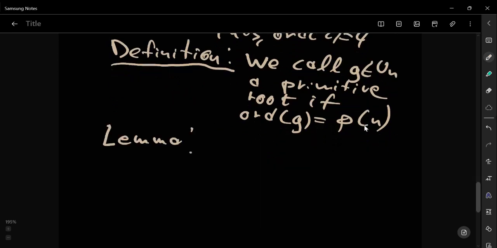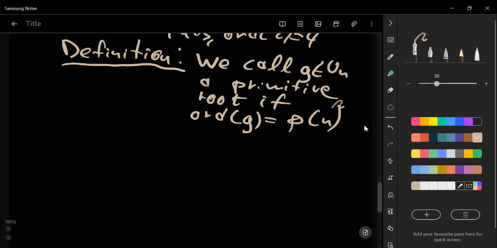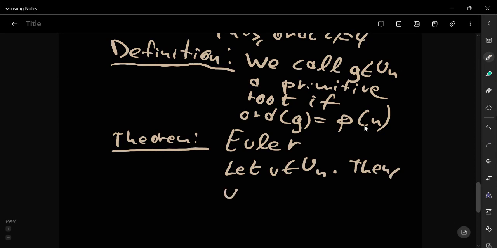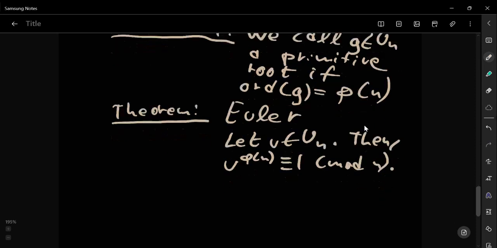So let's write down another lemma, or, well, let's call it a theorem because it's quite an important statement. This theorem is called Euler's theorem, I think. And it says that if u is an element of Un, then u to the power of phi of n is congruent to 1 modulo n. So notice that for primitive roots, this works always because the order of u is equal to phi of n if u is a primitive root. But Euler says that this doesn't only work for primitive roots, but it works for all elements of Un.